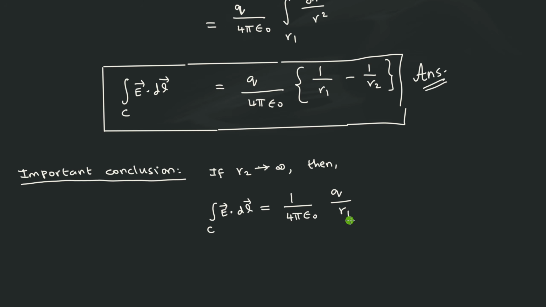Whenever only one radius is there, the suffix 1 itself can be deleted and you can simply say it is R. When two R's are there, you say R1 and R2. Now you have only one R, therefore this can also be written as 1 divided by 4 pi epsilon 0 into q by R. And this quantity, we will call the electric potential.